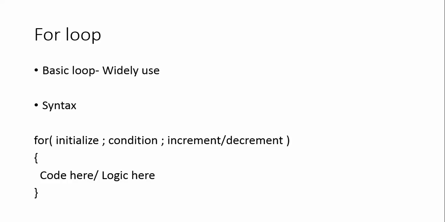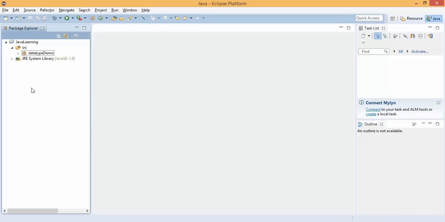So, let's use the for loop first. It's a widely used loop. The syntax will be like, first you have to specify for. For is a keyword, then you need to initialize a variable, and after initialization, you need to give a semicolon, then the condition, again a semicolon, and then increment or decrement. And your main logic will come inside the curly braces. So let me show you the first loop.